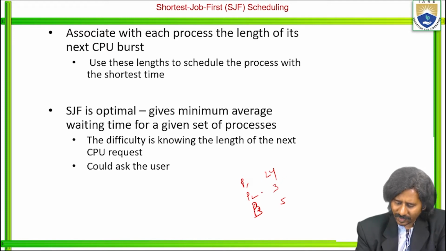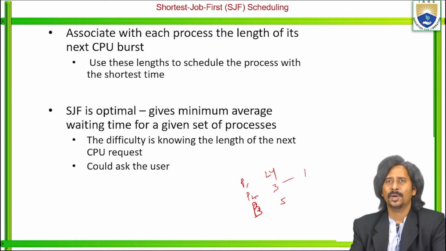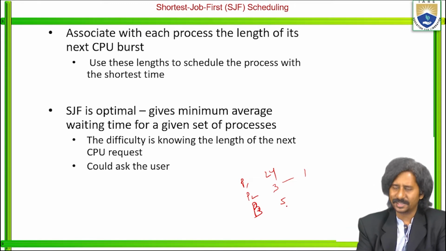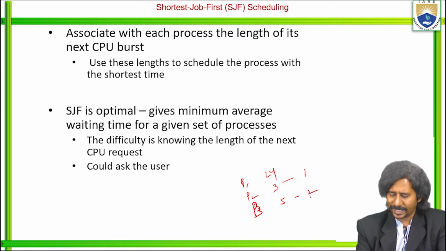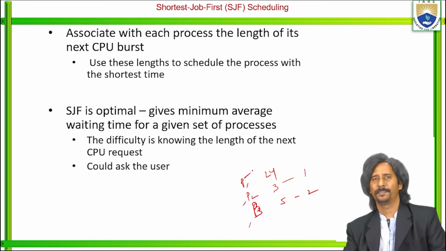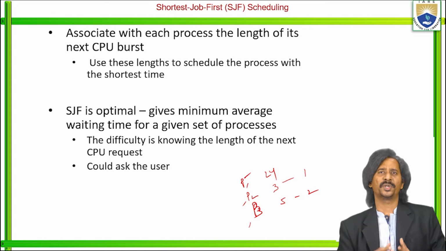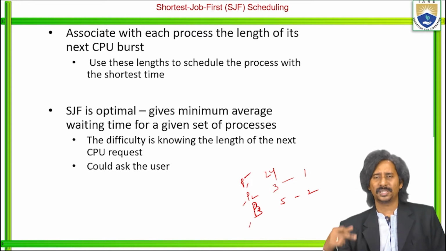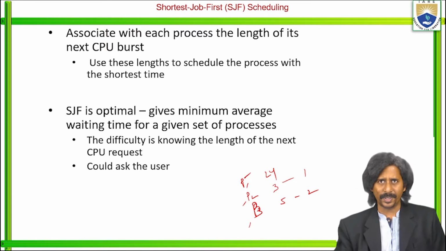For example, here the length of P2 is 3. So the processor can handle this process initially. Now, when compared to the remaining two, which has the lesser time, the processor accepts that process second. So P2 first, P3 next, then P1. This shortest job scheduling algorithm associates with each process the length of its next CPU burst.